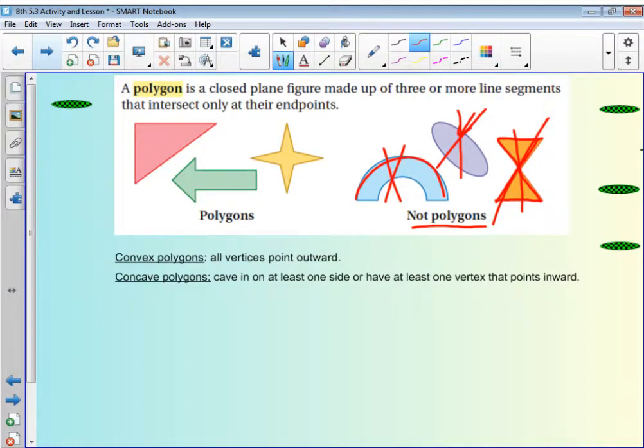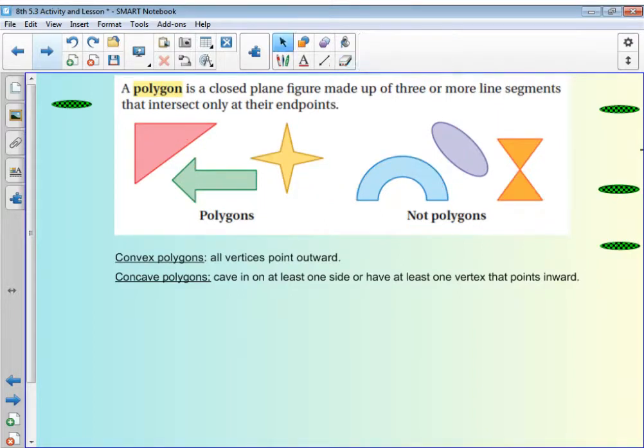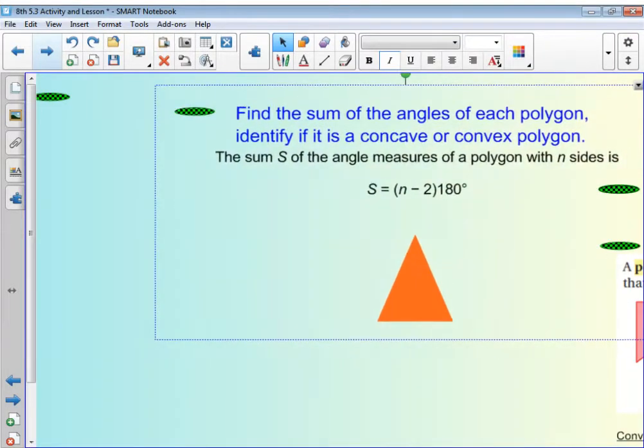So for example, this would be a convex polygon because all of them point out. These 2 would be considered concave because see how this points in towards the inner part, or caves in? And same thing here, this vertex caves in. So those 2 would be considered concave polygons. We're going to be working with those 2 concepts from our activity for this lesson. So here's our first example.